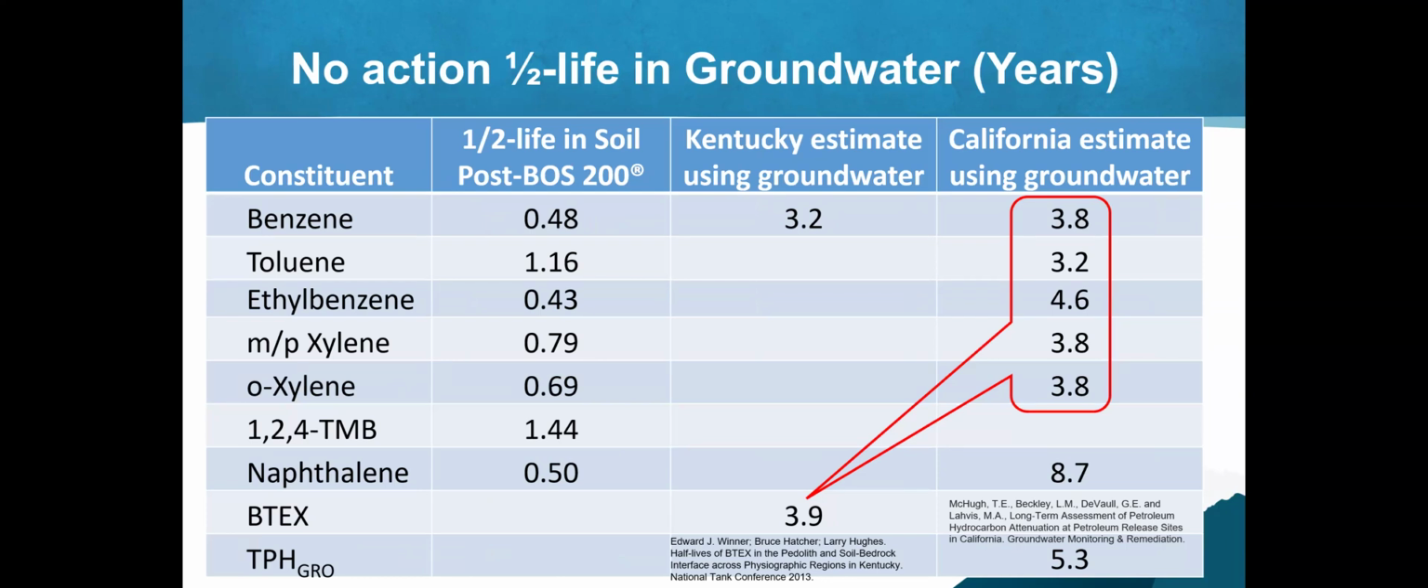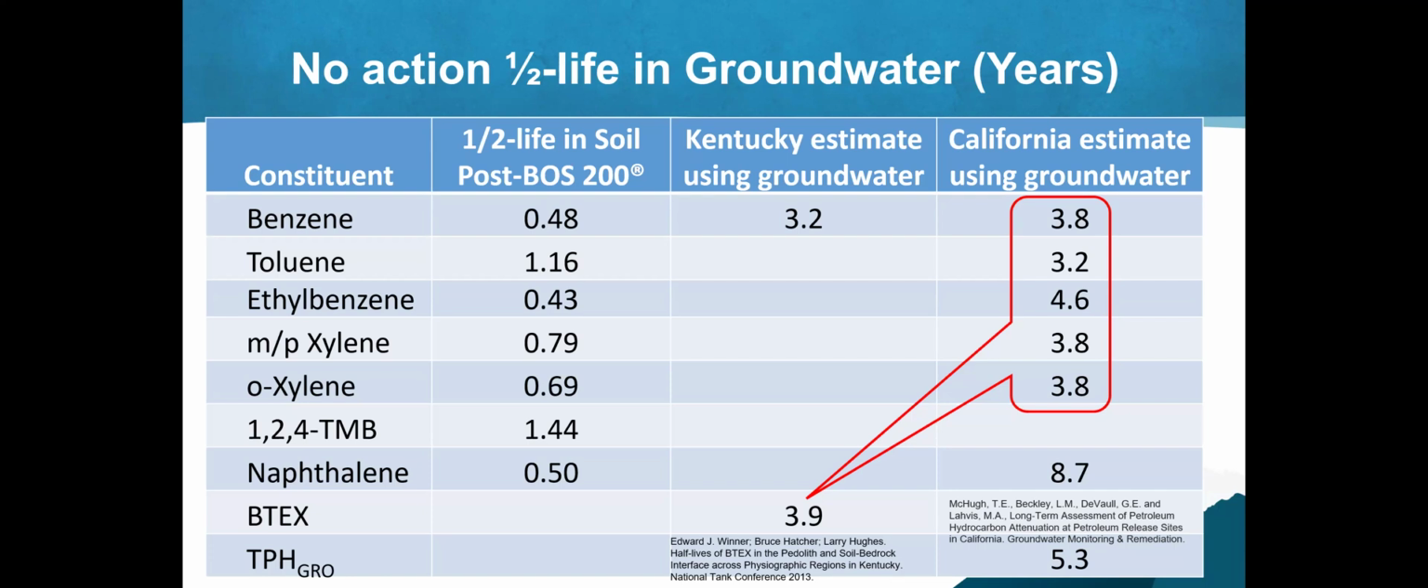So on this particular chart, I've put the constituents on the left-hand side. The half-life is the next column. Now, the next column is the Kentucky estimates using groundwater. So Larry Hughes and I, years ago for the TANKS conference, I think it was the 2013 TANKS conference, we figured out from the state database what the estimated half-life would be for benzene. And it's 3.2 years.